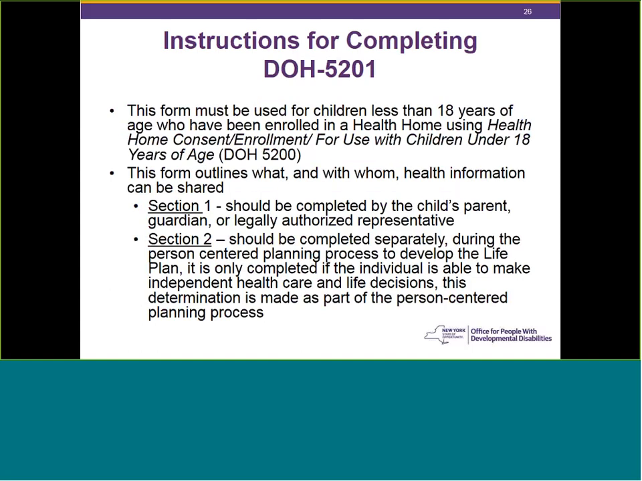This form must be used for children less than 18 years of age who have been enrolled in the health home. Again, section 1 is completed by the child's parent, guardian, or legally authorized representative. And again, section 2 should be completed separately during the person-centered planning process to develop the life plan. It is only completed if the individual is able to make independent health care and life decisions. This determination is made as a part of the person-centered planning process.